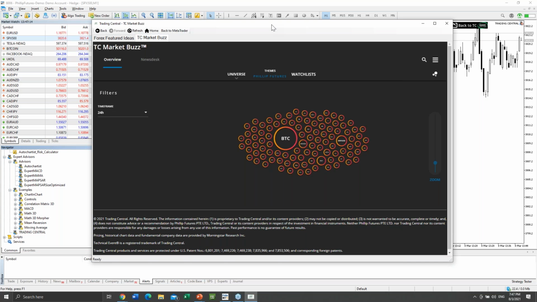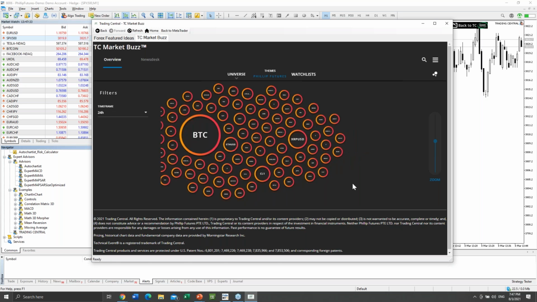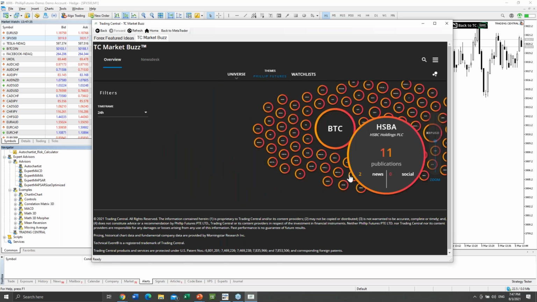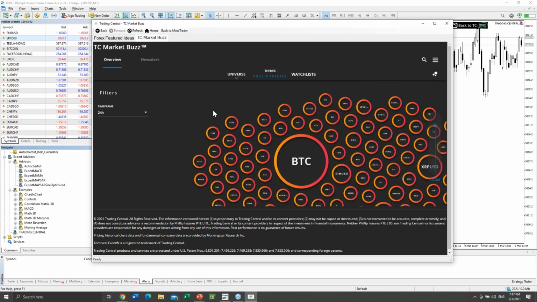What is buzzing is what is the hottest, depending on the number of publications that are available in the market. So the first thing that you will view once you open this tab is a customized watch list that belongs to Phillip Futures, which populates all products that we offer. So let me just quickly zoom in and show you different examples. Of course, the bigger bubble means that there are more opportunities surrounding the product.